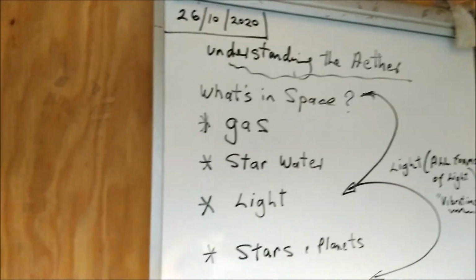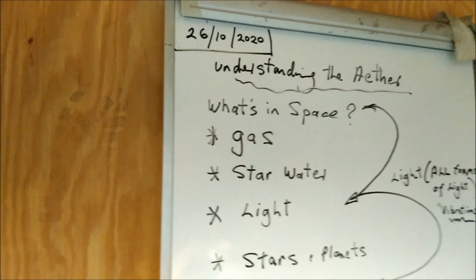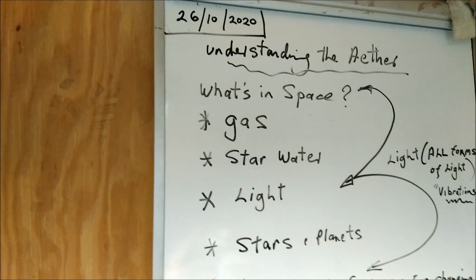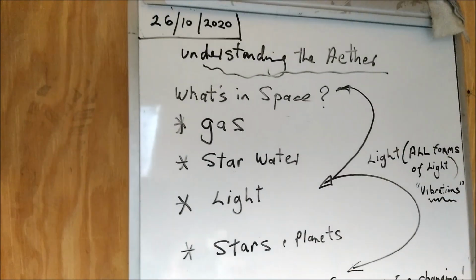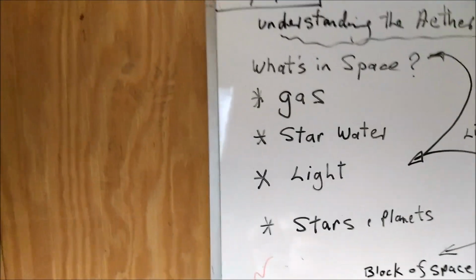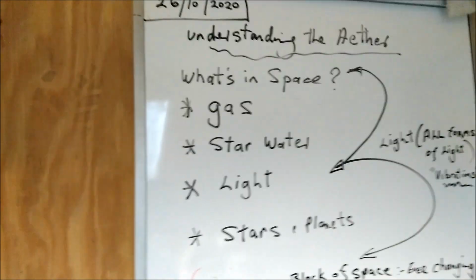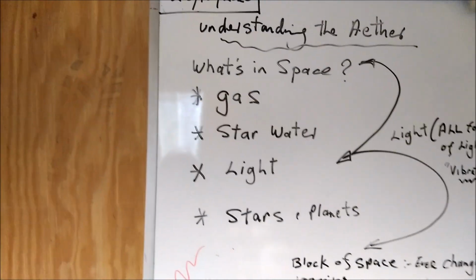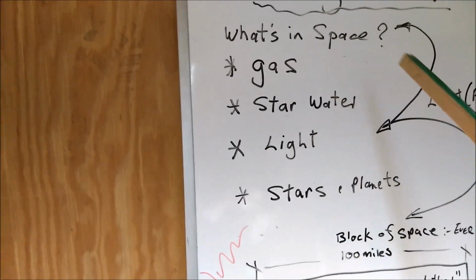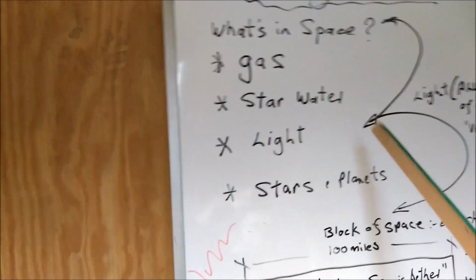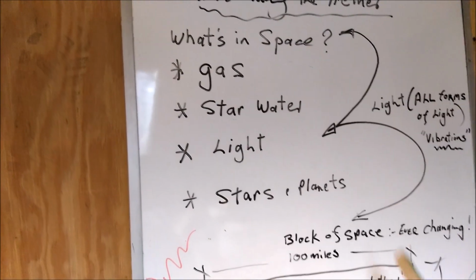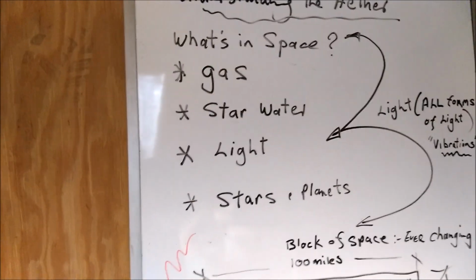I've been trying to understand about Nikola Tesla's ether and if there is such a thing as ether, and I think there is. So the question is, what is space? I'm referring to space outside of the Earth's atmosphere and what it's made of. Obviously we do know that it's made of gases, it's made of star water, it's made of light, and obviously there's the stars and the planets and everything else, asteroids and all that.